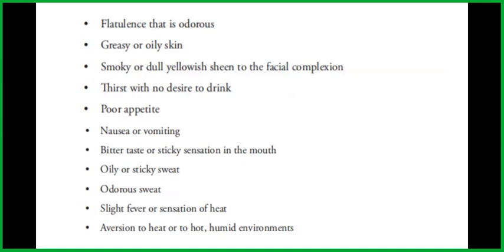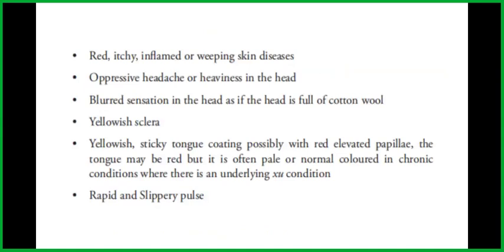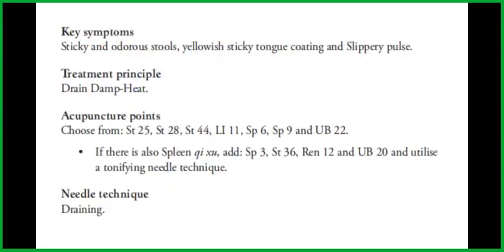oily or sticky sweat, odorous sweat, slight fever or sensation of heat, aversion to heat or to hot, humid environments, and red, itchy, inflamed, or weeping skin disease, oppressive headache or heaviness in the head, blurred sensation in the head as if the head is full of cotton wool, yellowish sclera, yellowish sticky tongue coating, possibly red elevated papillae. The tongue may be red but is often pale or normal colored in chronic conditions where there is an underlying deficiency condition, and the pulse is rapid and slippery. The key symptoms are sticky and odorous stools, yellowish sticky tongue coating, and slippery pulse.